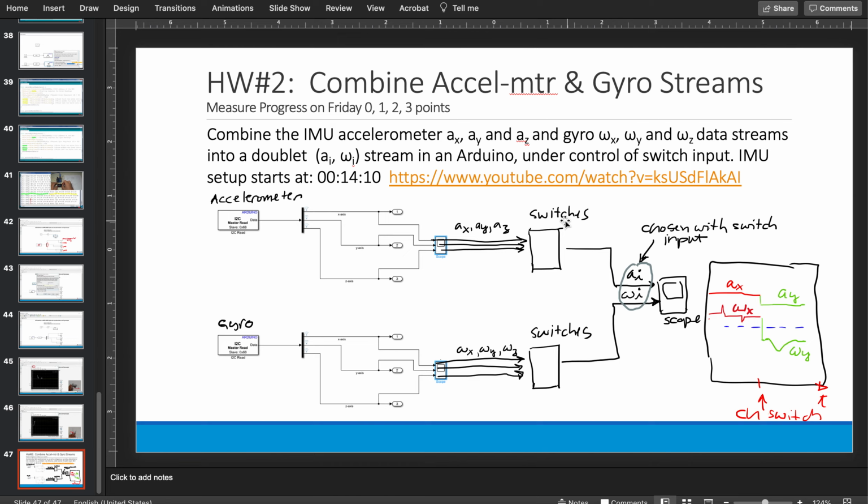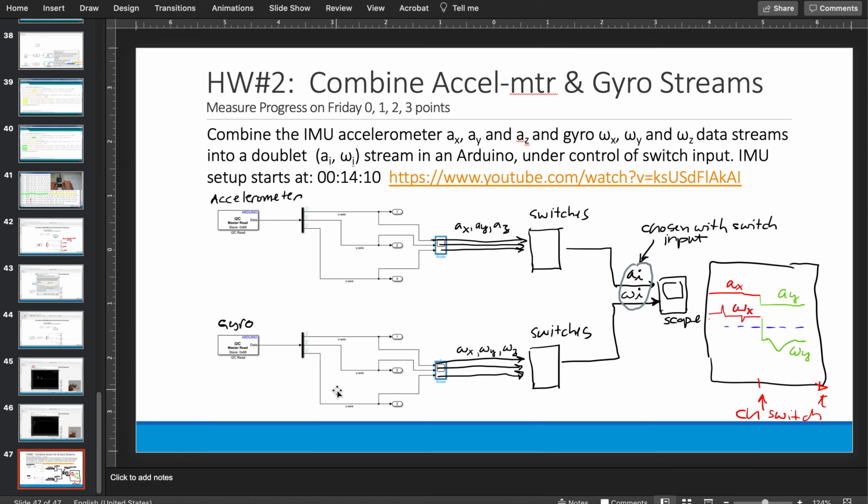So I've discussed the kind of switches that you should be using. I discussed how to build this system. This one here is using the 1C register. This one's using the gyro register, which is 1B, and then there's the data registers associated with that, which are 3B for the accelerometer and 43 for the gyro, all in hex.